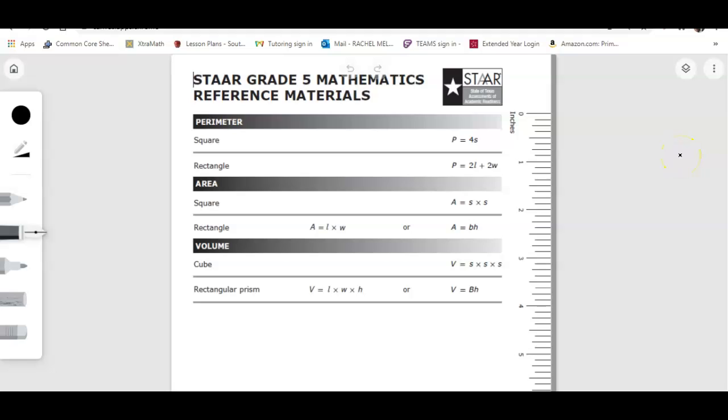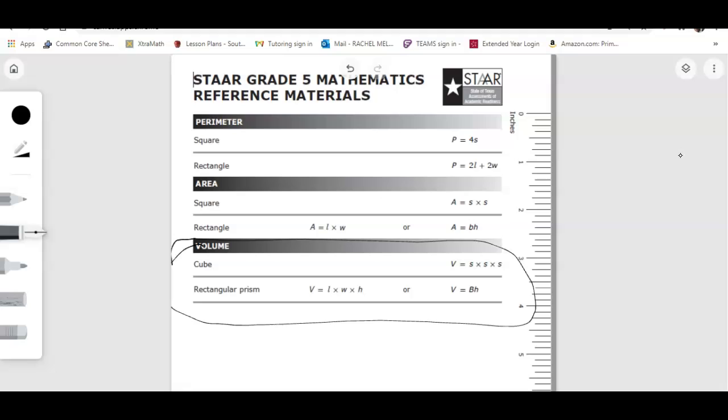So last week we started talking about volume, and we were looking at using the layers of a cake as our representation. Today we are going to continue talking about volume, and we're going to do volume tomorrow as well. Today we are going to actually use our volume formulas.